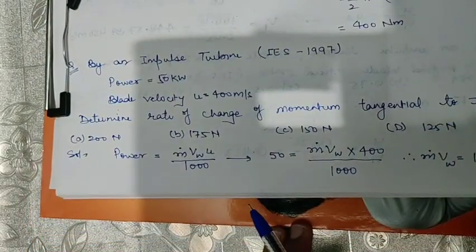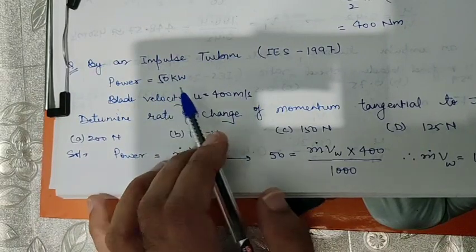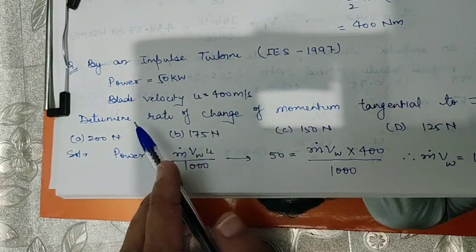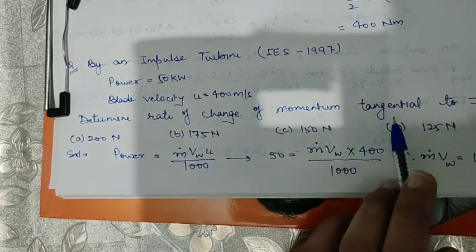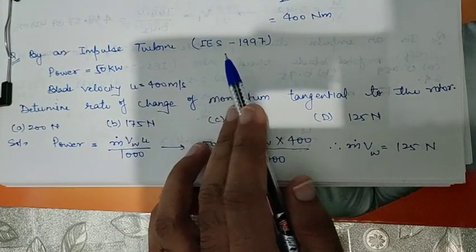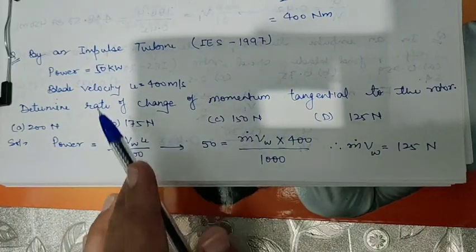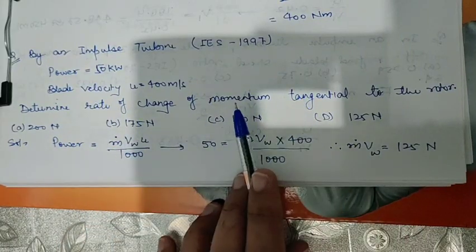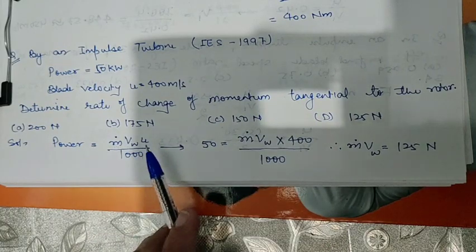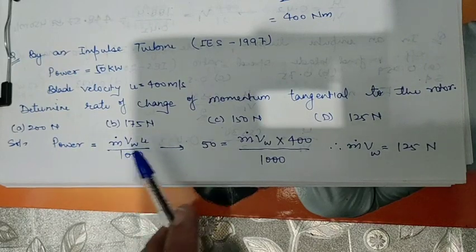Next question is, an impulse turbine is having the power of 50 kilowatt, blade speed, that is U, is given as 400 meter per second, and you have to calculate the rate of change of momentum tangential to the rotor. This is a question which came in IES 1997, and these are the options which are given to you. So we know that power equals m dot VW U divided by 1000. This formula we have already learned in steam turbine, impulse turbine.